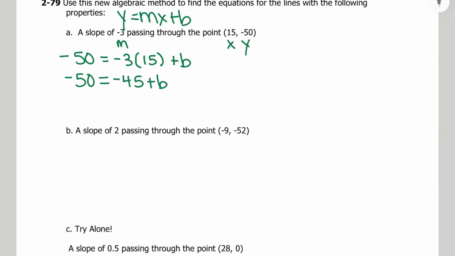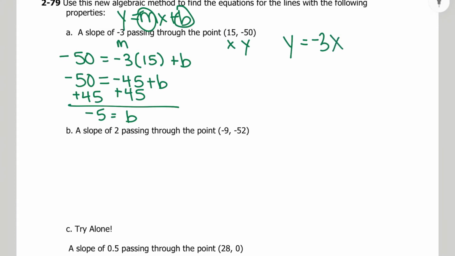To get b by itself, I'm going to add 45 to both sides, and I get b is negative 5. And the whole point of this was to put numbers in for m and b to write our equation. So y equals negative 3x minus 5. That's our equation. You do not plug in numbers for x and y at the end when you're writing your equation. You only plug them in during your work where you're trying to find an answer.